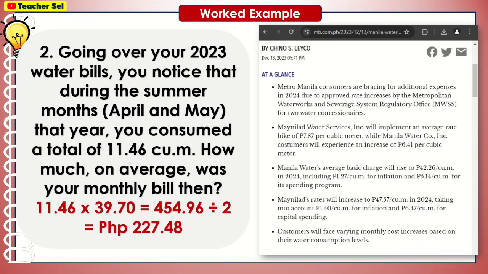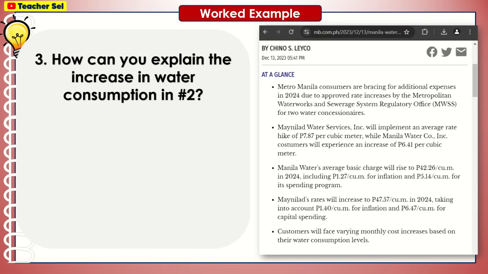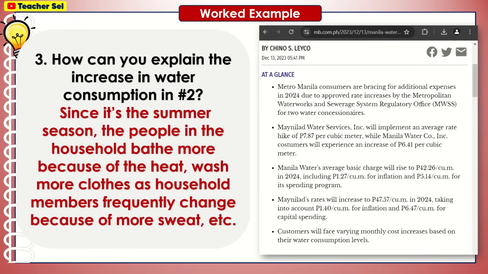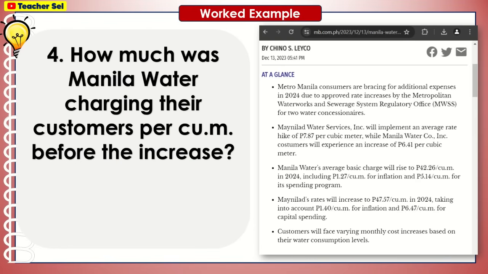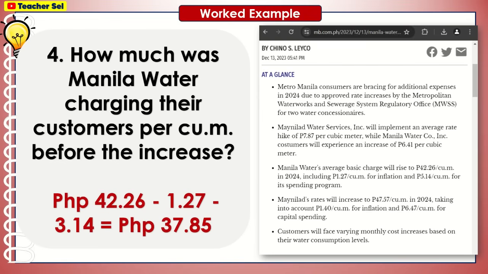227 pesos and 48 centavos. How can you explain the increase in water consumption in number 2? Since it's the summer season, the people in the household bathe more because of the heat, wash more clothes as household members frequently change because of more sweat, etc. How much was Manila Water charging their customers per cubic meter before the increase? 37 pesos and 85 centavos.